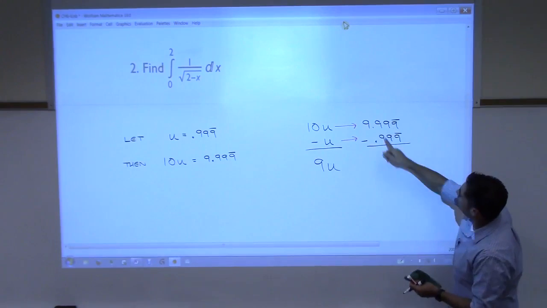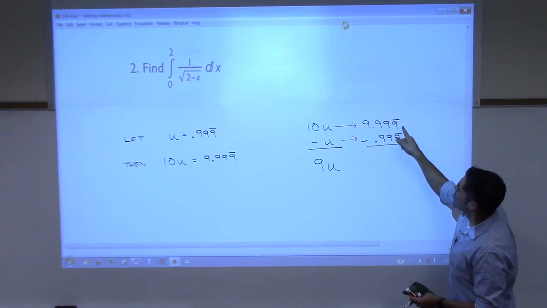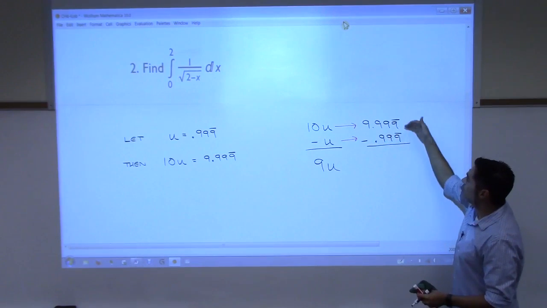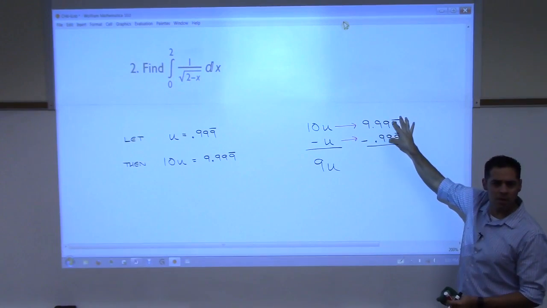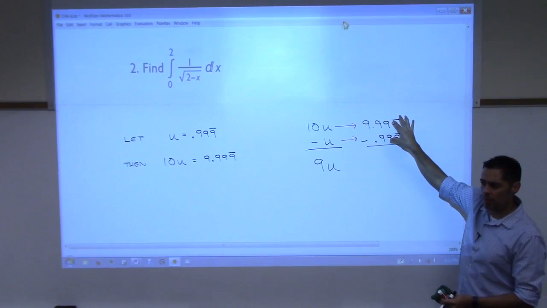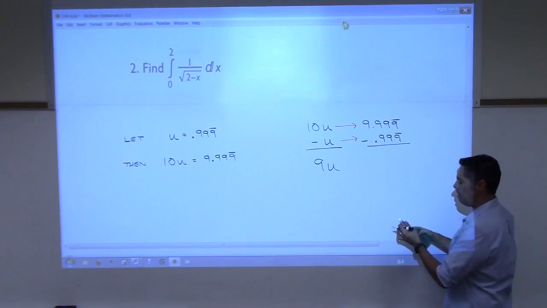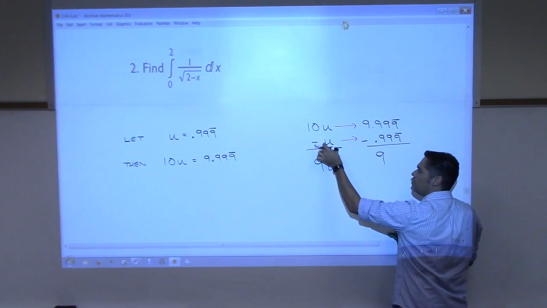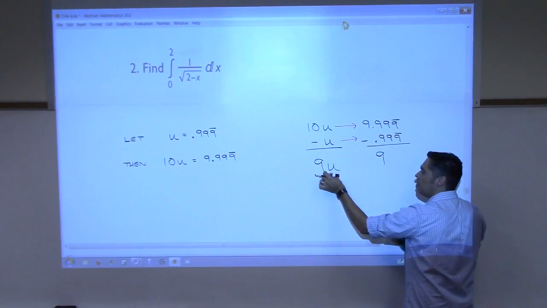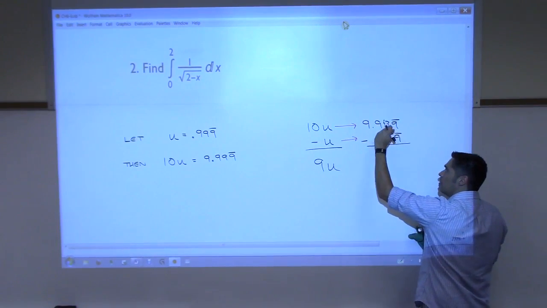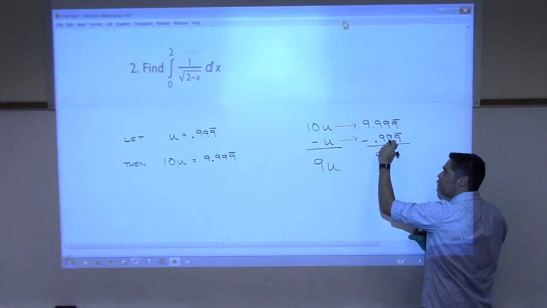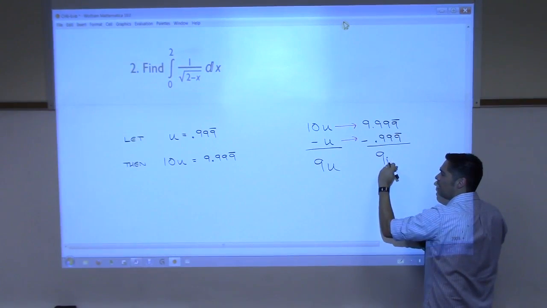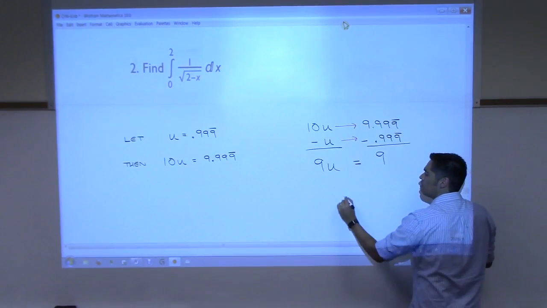Isn't everything from the decimal point this way the same as everything from the decimal point this way? So if I subtract, shouldn't that decimal point stuff go away and just leave me with 9, right? So what we're saying is 10u minus u algebraically is 9u. And in this particular case, the 10u and the u were this, and that subtracts to be 9. So these should be equal, which means u is what?